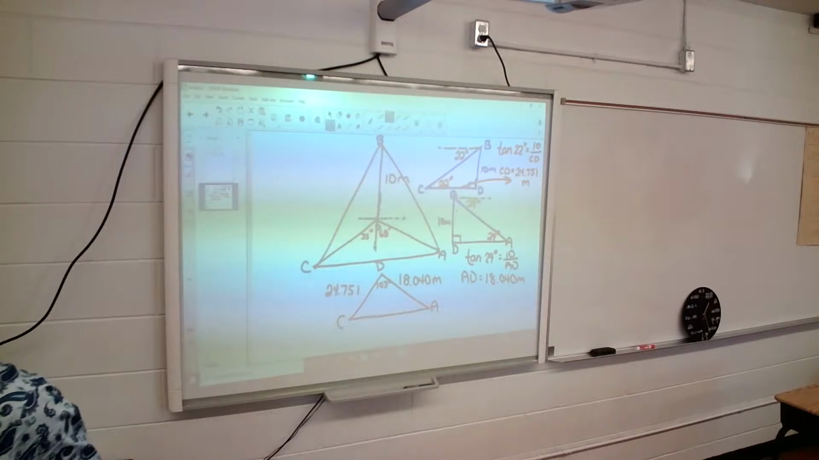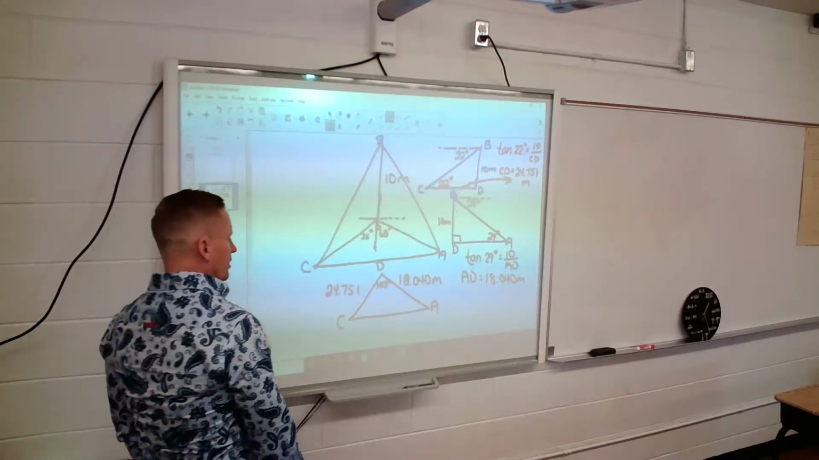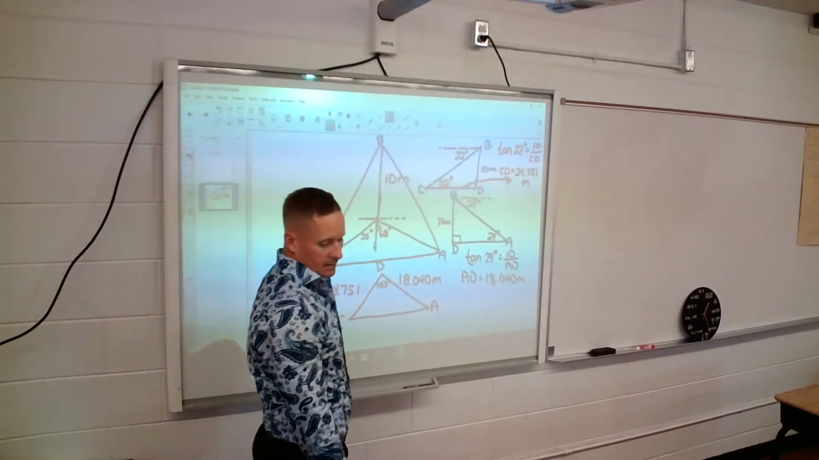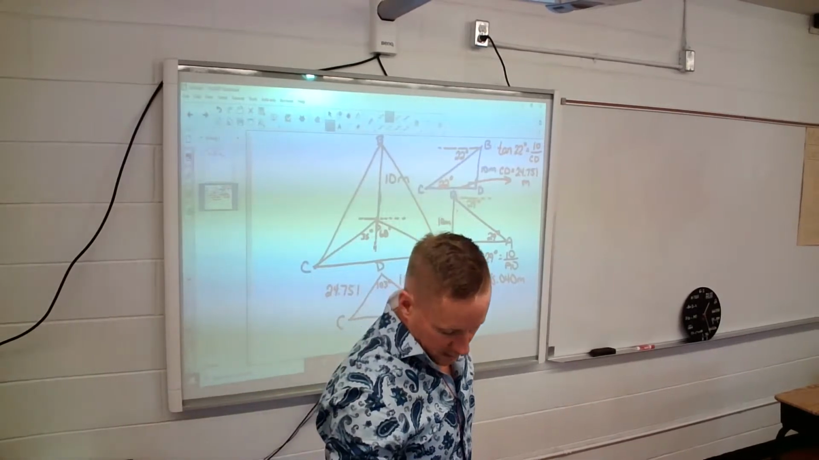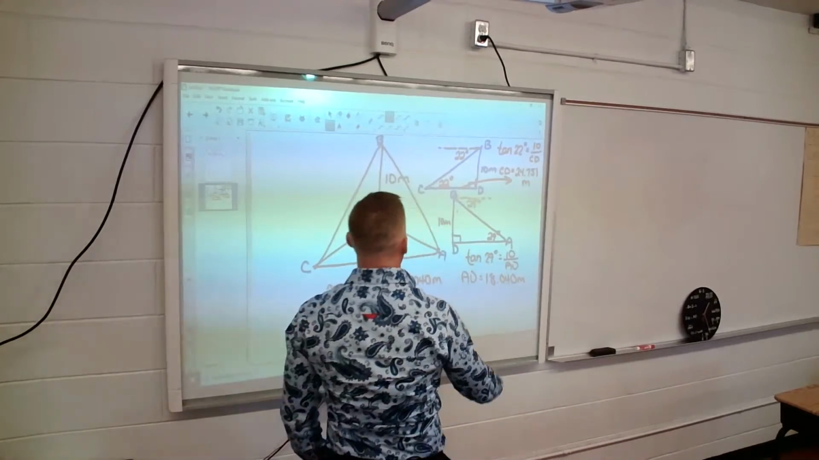Now, what am I going to use to find AC? Law of cosines. Okay. So now you have the square root of 24.751 squared plus 18.04 squared minus 2 times 24.751 times 18.040 times the cos of 103. All that's written out in your book. The answer.